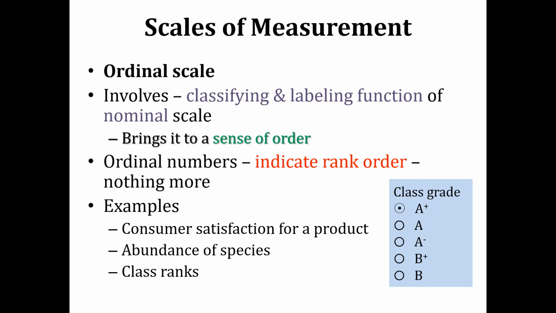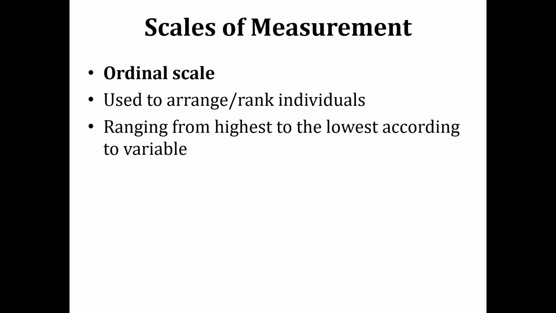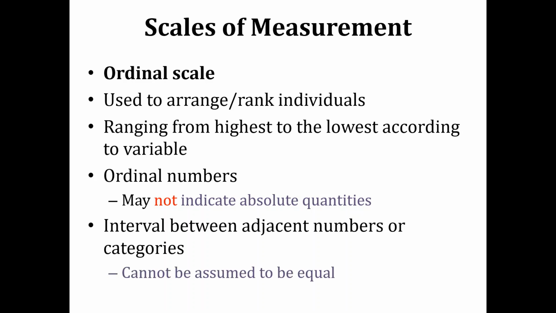So the ordinal scale is that which involves the rank ordering and classifying of individuals. Now, in the ordinal scale, as we discussed, it is used to arrange or rank individuals ranging from highest to the lowest according to the variable, like consumer satisfaction from highly satisfied to highly dissatisfied, or from maximum to minimum. But these ordinal numbers may not indicate the absolute quantities, and the interval between adjacent numbers or categories cannot be assumed to be equal.